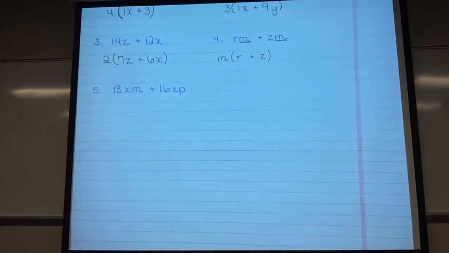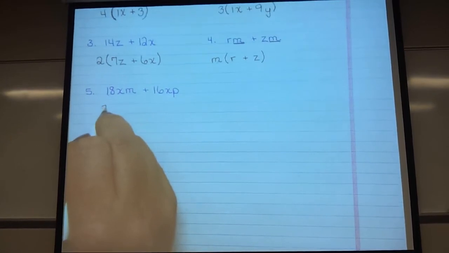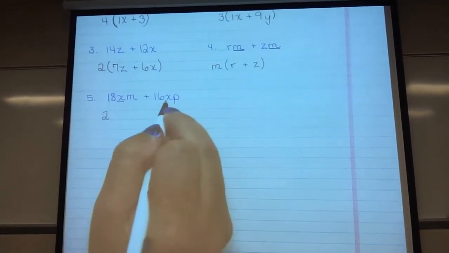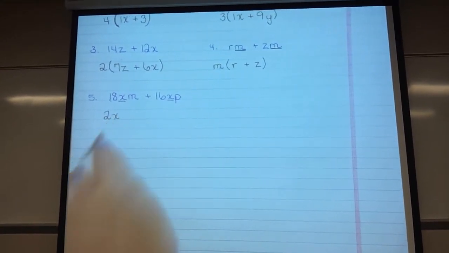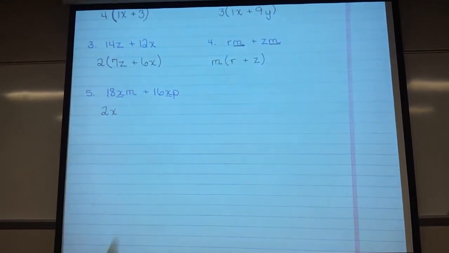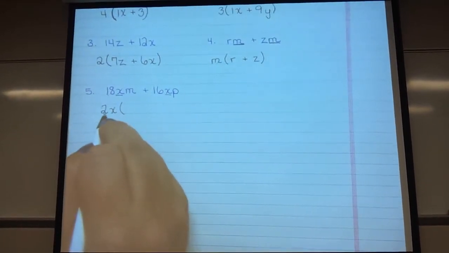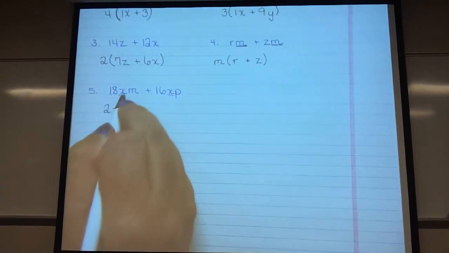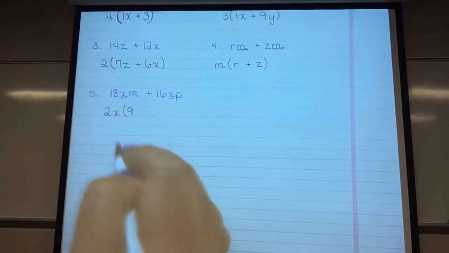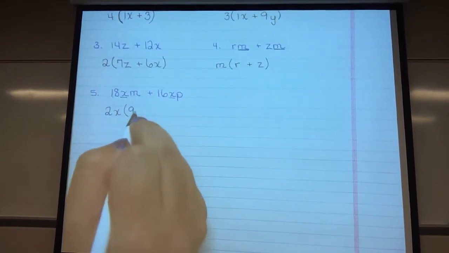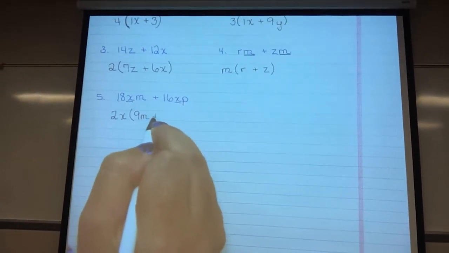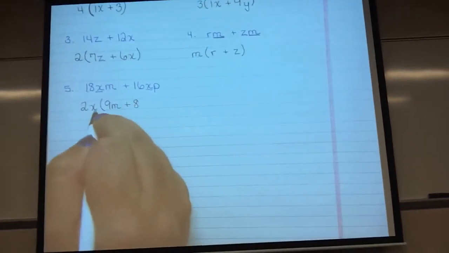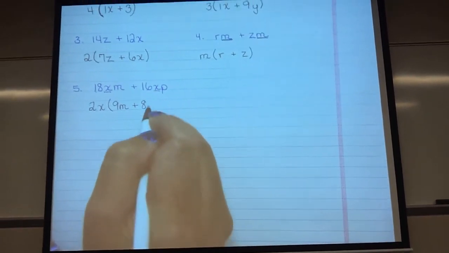What would be your common number? 2. And also X. Do you have a common letter? I just have a common X. So 2X. And then parentheses. How many times does 2 go into 18? 9. The X's kind of cancel each other out, they match. What's the only letter you're still missing? M. Then plus. 2 goes into 16, 8. The X's match. What letter am I missing? P.